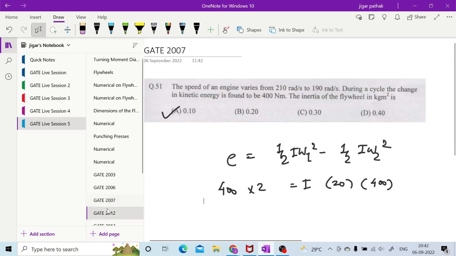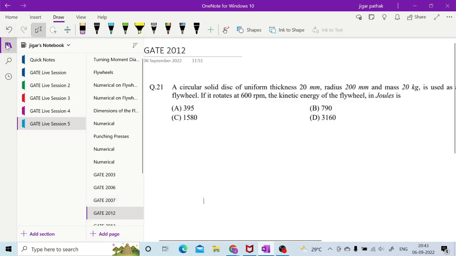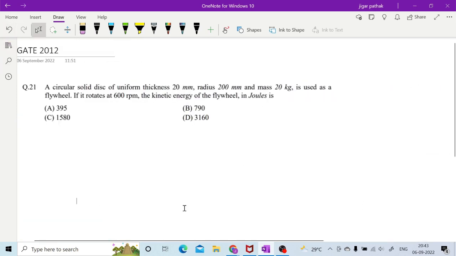Okay. The next one. Here a circular solid disc of uniform thickness 20 mm, radius 200 mm and mass 20 kg is used as a flywheel. If it rotates at 600 rpm, the kinetic energy of the flywheel in joules is. Can you try it by yourself? It is also very simple. All the data is given to you.